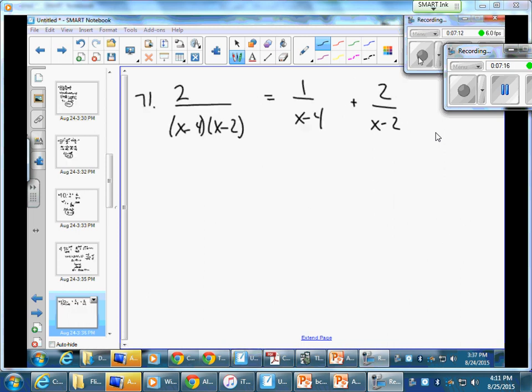All right, problem 71. 2 over x minus 4, x minus 2 equals 1 over x minus 4 plus 2 over x minus 2. So looking at this, I know going into it that x can't be 4 and x can't be 2 because both of those will be dividing by 0.